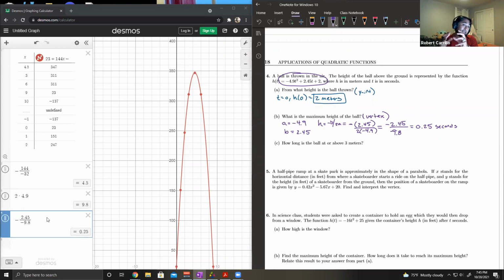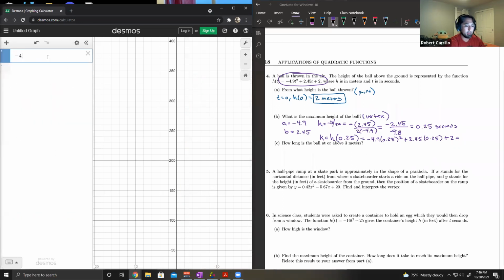But it's not done, because now we take this value and plug it into the original function to find that maximum height. So we'll say K is equal to, and this is in terms of H, K is equal to H of 0.25. So now you take 0.25 and plug it in for every T. You would have negative 4.9 times 0.25 squared plus 2.45 times 0.25 plus 2.